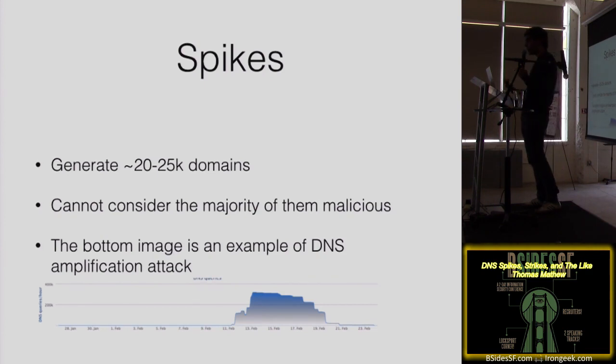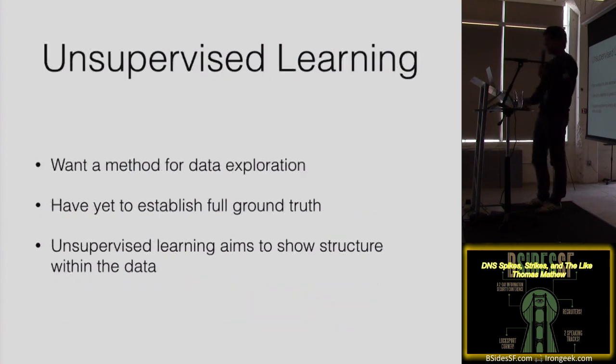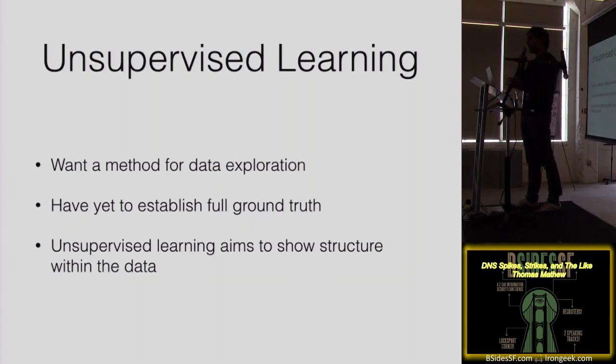We have about 20,000 domains, and we can't manually inspect them to classify them. So we want to use a technique from the machine learning community called unsupervised learning. It's not going to be classifying anything for us. Instead, unsupervised learning is a set of techniques that allows us to explore the data by analyzing essentially the shape of the data itself. So we can use unsupervised learning as essentially a pre-step before we create our actual classifier.